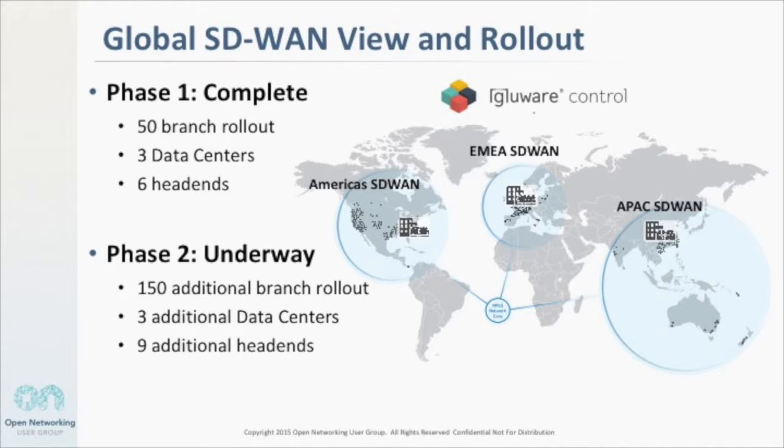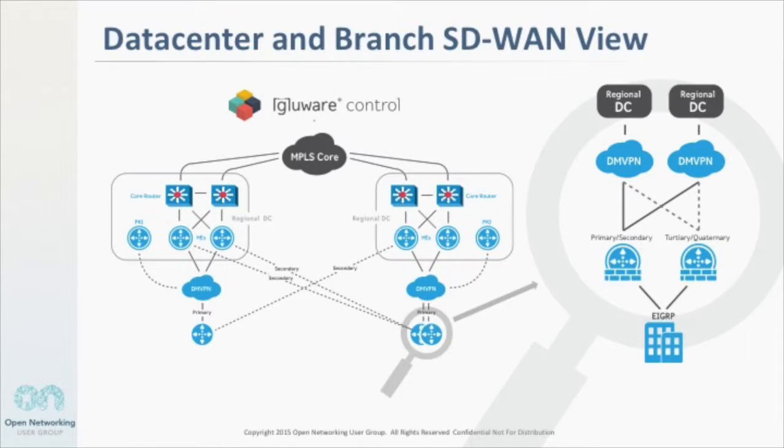There was a competitive aspect to this. The customer chose us, and 150 additional branches, 3 additional data centers, 9 additional head ends. We're thrilled to be able to have data modeled using Glue 2.0 and rolled this into production. Next slide, please. So a little bit of a deeper dive.